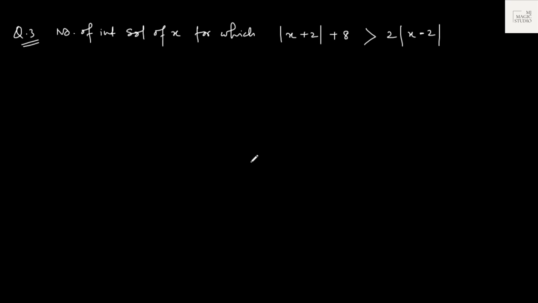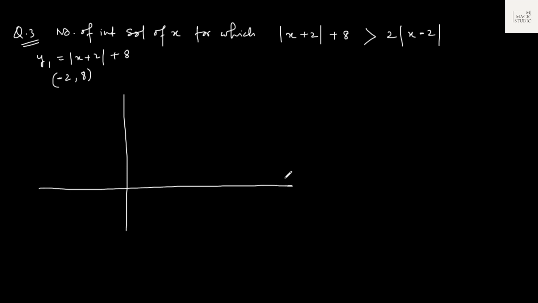Okay, let's use what we have learned in question number 2. We need to plot these two. So the first one is y1 equals mod x plus 2 plus 8. If x is minus 2, where the mod becomes 0, y will be equals to 8. So it will start from this particular point. This is minus 2 comma 8, suppose this point. Then we will have something like this for y1.